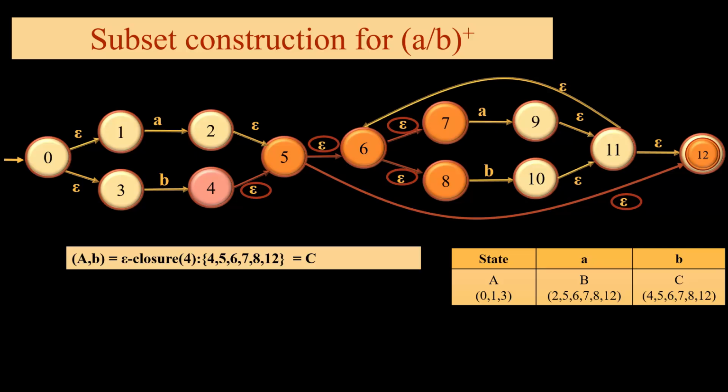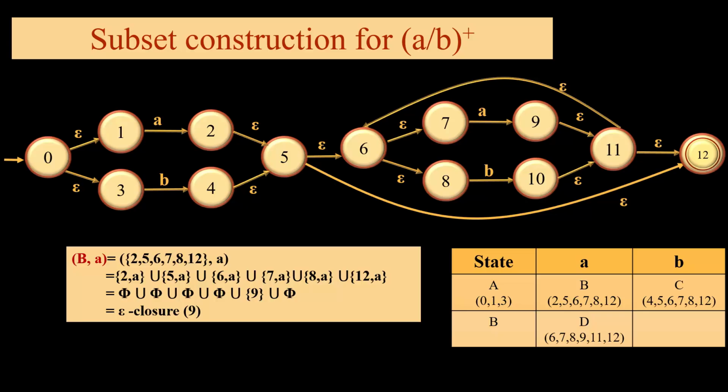Since this does not match with the epsilon-closure of 2, we have a new set which we call as capital C. And in the table we have an entry A comma B is capital C. Now we move to B comma A.